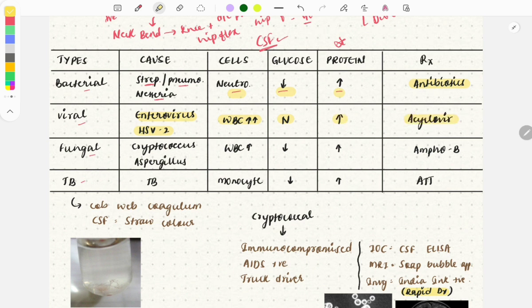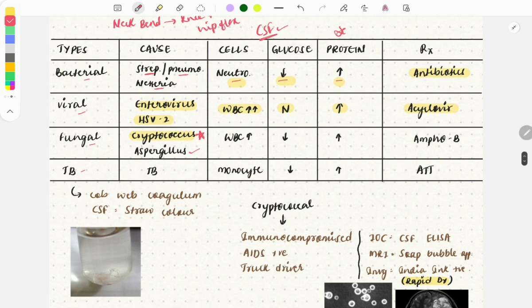Then fungal, the causative organism is Cryptococcus. Most common is Cryptococcus, and repeatedly questions are asked on this cryptococcal meningitis. Then another is Aspergillus. The predominant cells are WBCs, glucose is reduced and the proteins are elevated. For the treatment, most commonly amphotericin B is used. Then TB, the causative organism is tuberculosis. The predominantly elevated cells are monocytes, glucose is reduced and the proteins are elevated. The treatment is anti-tubercular drugs.